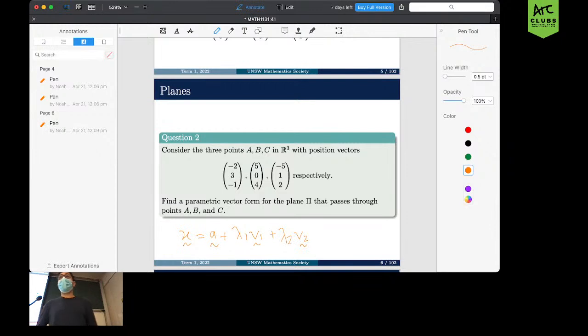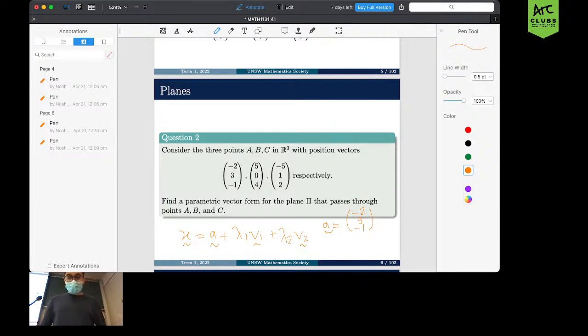Now, like I said before, vector A is the position vector of any point in the plane. We're actually given 3 points here, so we can choose one of the 3 points that we were given to be our vector A. We'll let this be the point A, but you could have chosen points B and C respectively. So if we let vector A be the position vector of point A, then we just end up with A equal to -2, 3, -1, simply the position vector of point A.